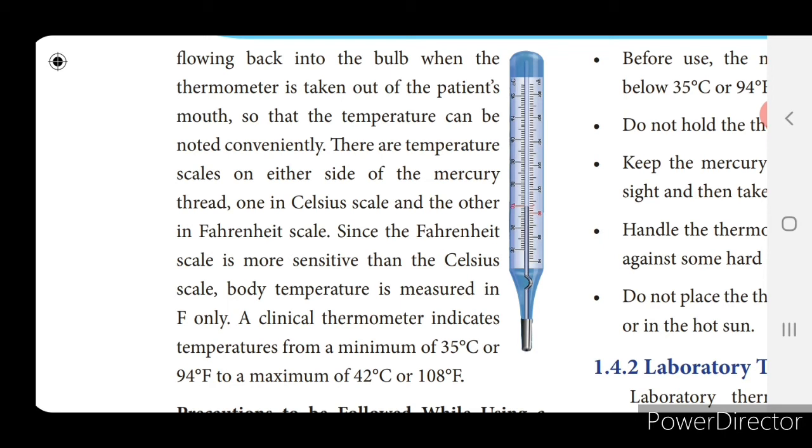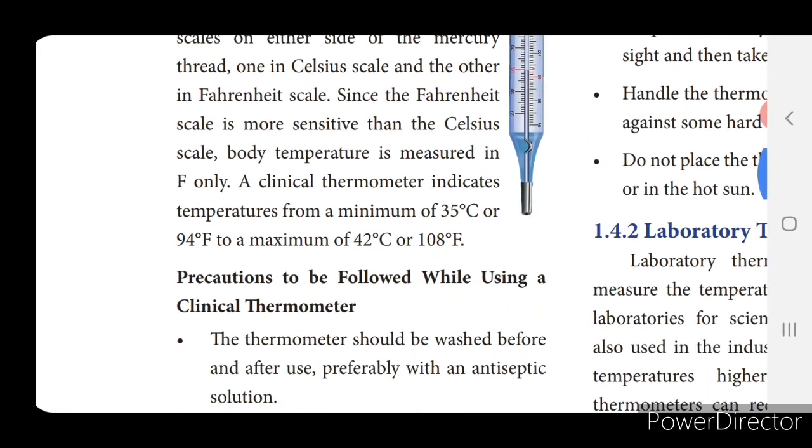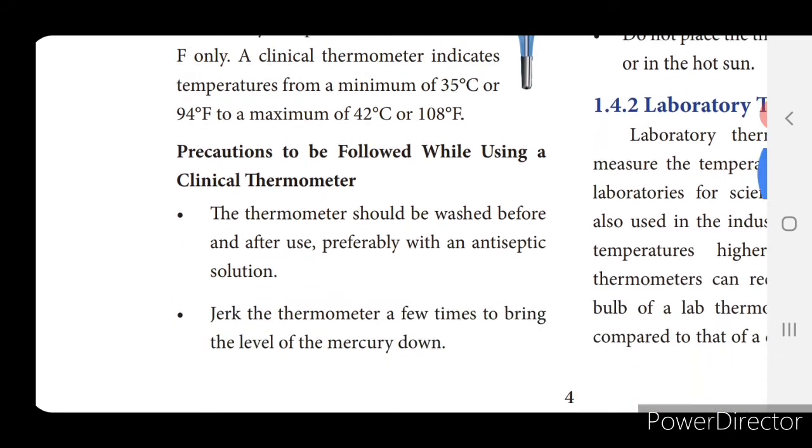Okay, flowing back into the bulb when the thermometer is taken out of the patient's mouth, so that the temperature can be noted conveniently. There are temperature scales on either side of the mercury thread, one in Celsius scale and one in the Fahrenheit scale. Okay children, a clinical thermometer indicates temperatures from a minimum of 35 degrees centigrade or 94 degrees Fahrenheit to a maximum of 42 degrees centigrade or 108 degrees Fahrenheit.